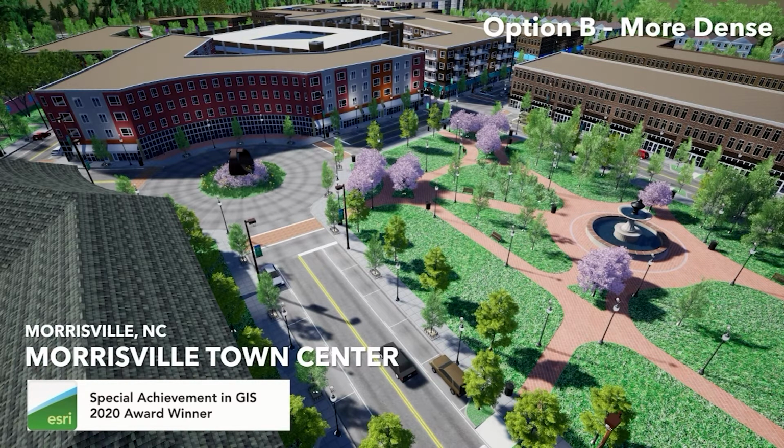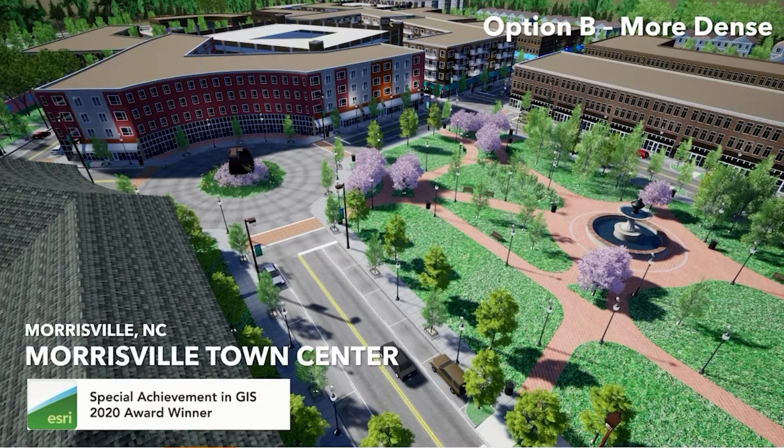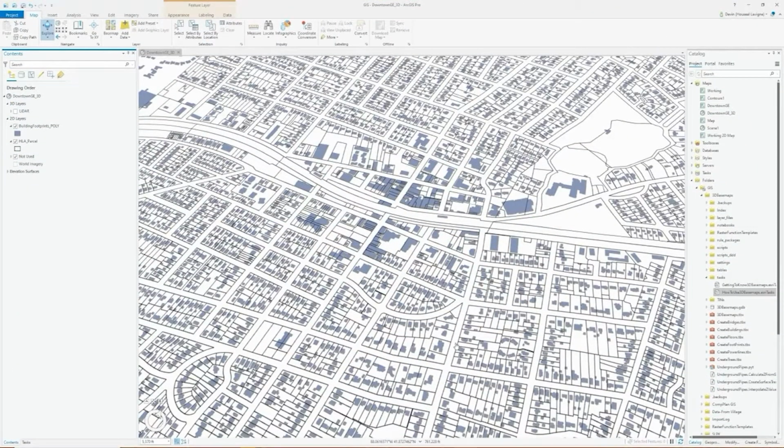And ultimately, thanks to this tool, they chose the more dense option, this 3 to 4 story option for their town center. Now, Glen Ellyn is a little different. It's an existing historic downtown, a lot of architecture, a lot of character. This wasn't Morrisville where we had a greenfield.